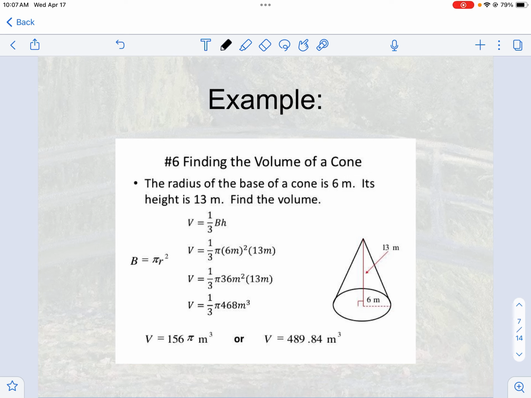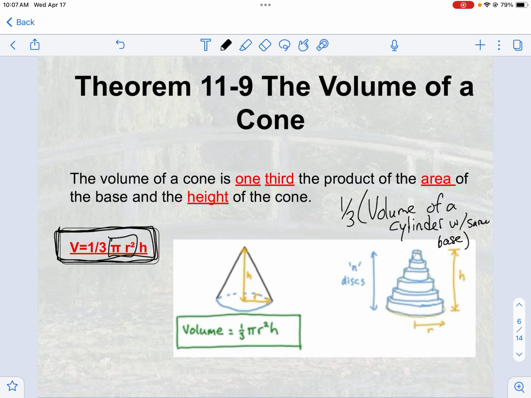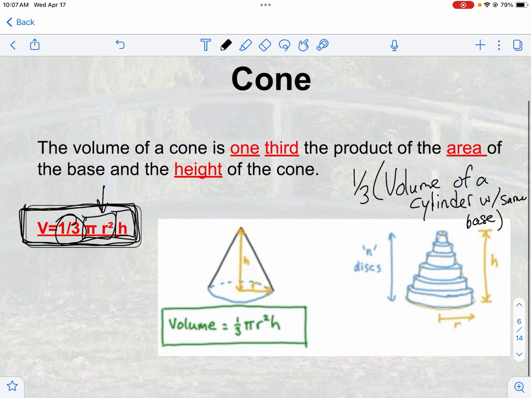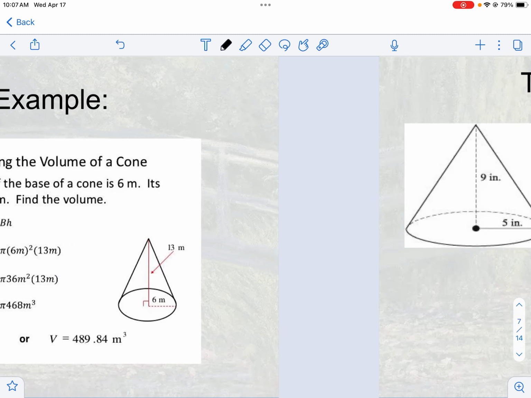Here's an example you can look at. I'll pause here if you want to pause the video and look at that example. The radius of the base of the cone is 6. Really, it's like 1/3 base times height here. 1/3 times the base, that's just a circle, times the height. The height, again, is that segment going from the vertex perpendicular to the base.